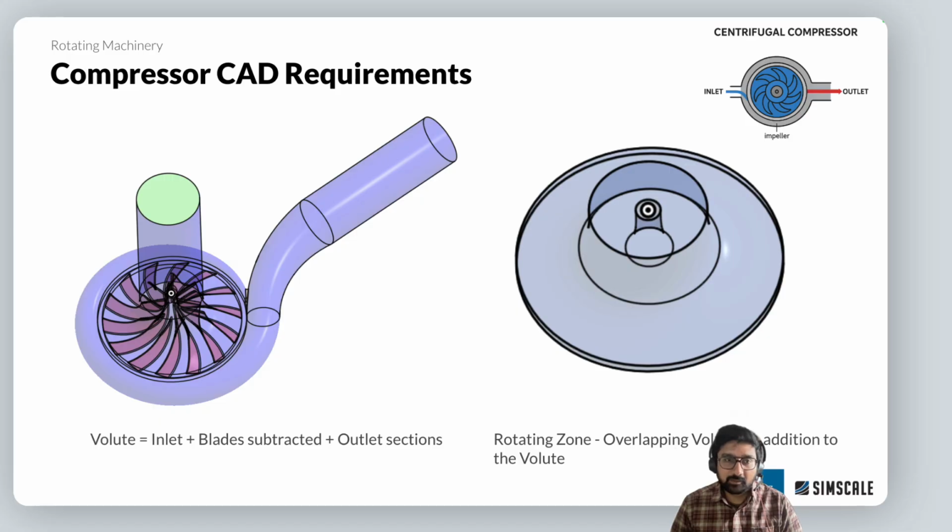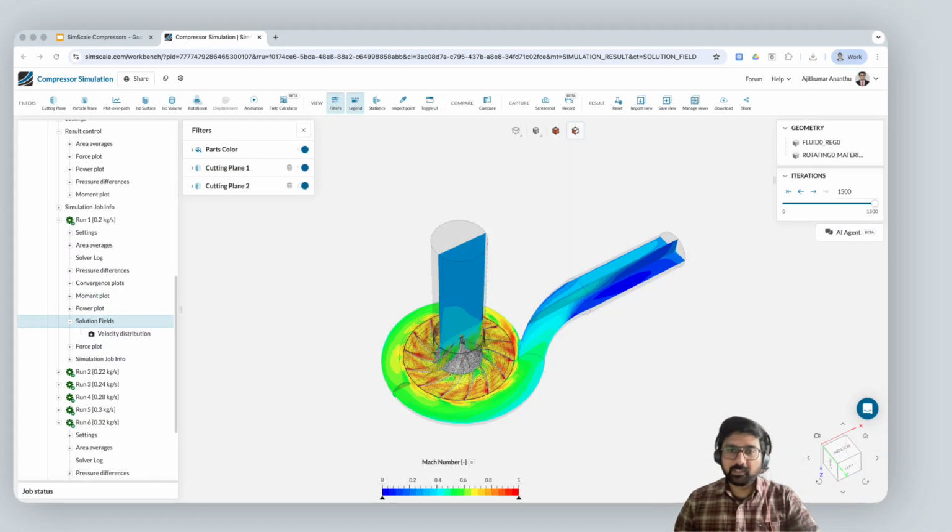Since the compressor has a rotating region, we would need to define an overlapping volume that defines the rotating region within the compressor. It can be an offset of the blades or the rotating part in your compressor, or a simple cylinder which is axisymmetric. When these CAD components are ready, you should be able to simulate this using SimScale. Let's look at a typical compressor simulation, understand what results you can get out of the simulation, and see how you can set up such a simulation using SimScale.